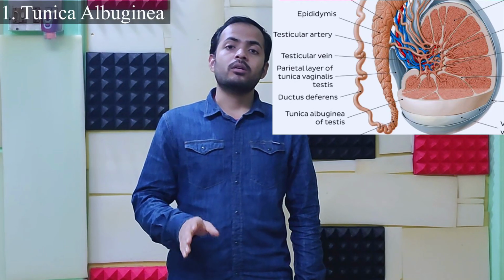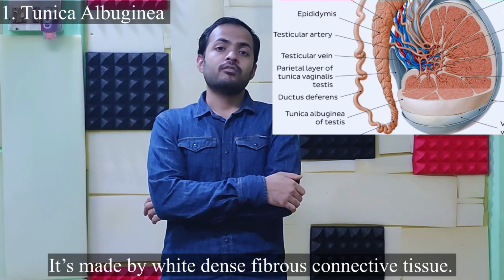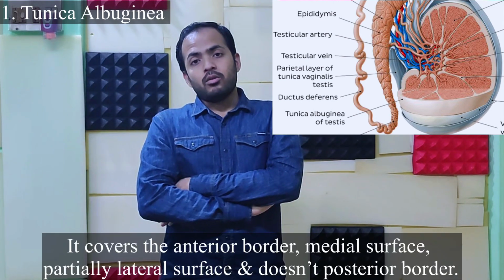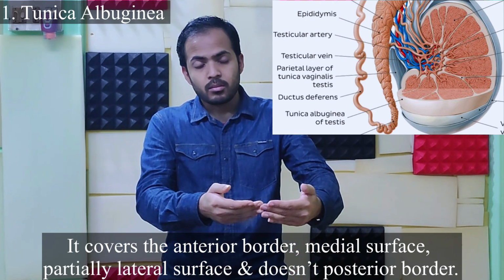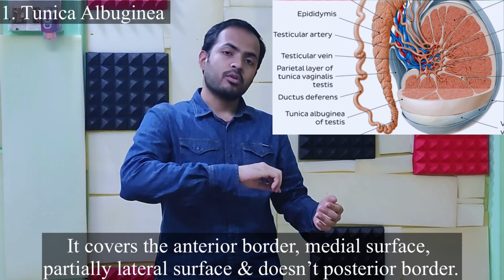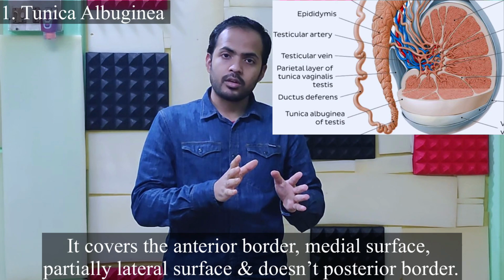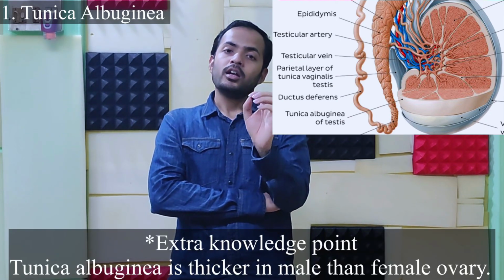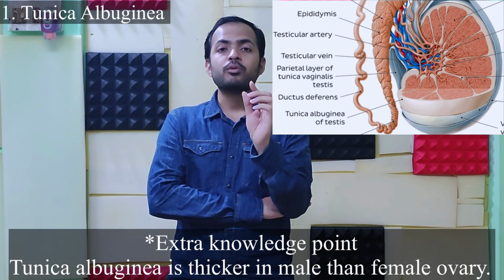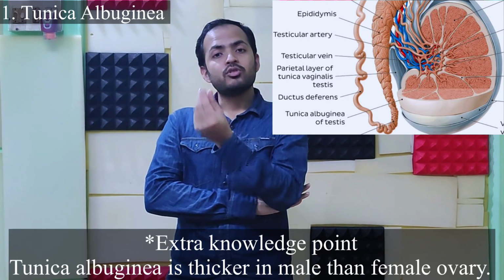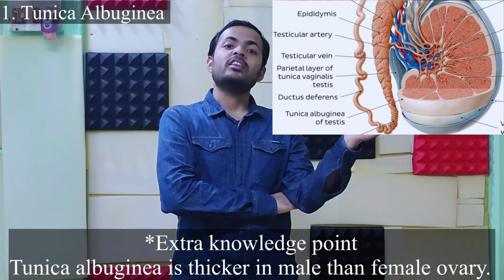Now first of all, our Tunica Albuginea. It is made of white-colored dense fibrous connective tissue. This Tunica Albuginea covers the anterior border of the testis, but it doesn't cover the posterior border. It partially covers the lateral surface of the testis. An extra knowledge point here is that Tunica Albuginea is also present in the female ovary. I'll talk about it later. But the differential point is that the male Tunica Albuginea is much thicker than the female Tunica Albuginea in the ovary.